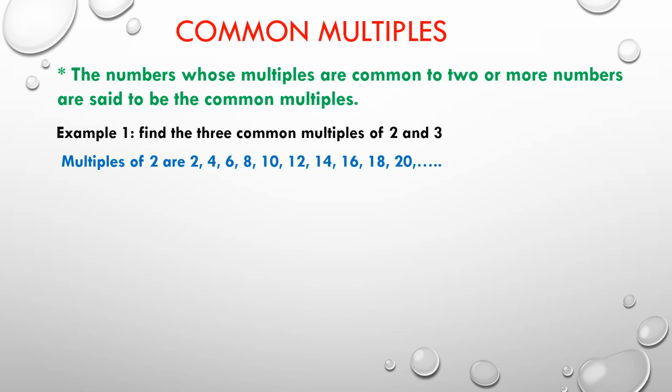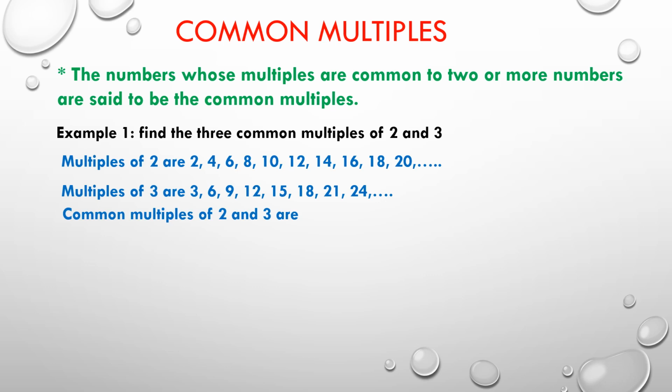Then I am going to write multiples of 3, just table of 3: 3, 6, 9, 12, 15, 18, 21, 24, 27, 30, 33, and so on. Now common multiples of 2 and 3 are, as you can see, you have to find out the number which is common in both, in the multiples of 2 also, in the multiples of 3 also. So the first common multiple is 6.